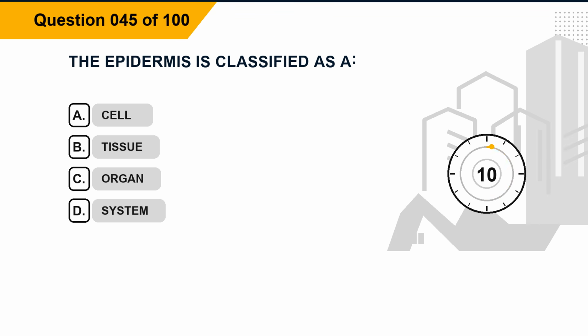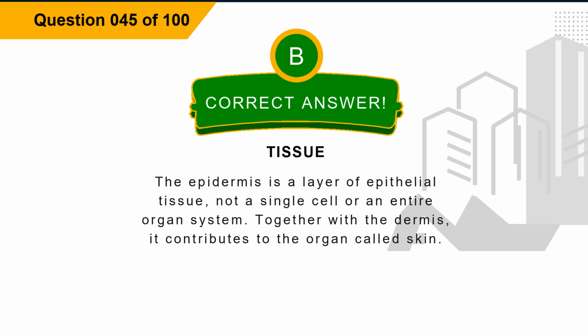Question 45. The epidermis is classified as a blank. Option A. Cell. Option B. Tissue. Option C. Organ. Option D. System. The correct answer is option B. Tissue. Explanation. The epidermis is a layer of epithelial tissue, not a single cell or an entire organ system. Together with the dermis, it contributes to the organ called skin.